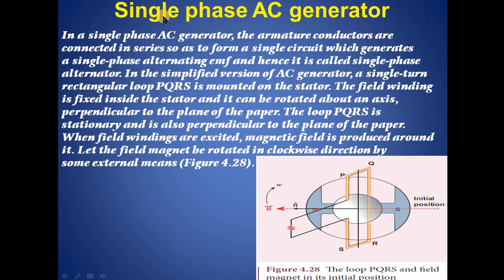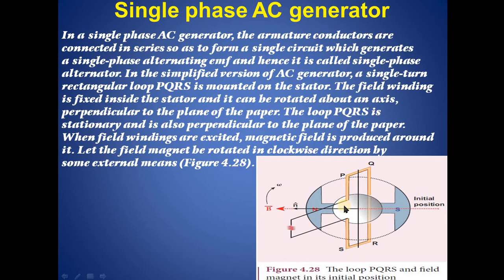The next topic is single phase AC generator. In a single phase AC generator, the armature conductors are connected in series so as to form a single circuit which generates a single phase alternating EMF, and hence it is called single phase alternator. So single phase alternator contains only one armature. The armature conductors are connected in series so as to form a single circuit. This is a single circuit.